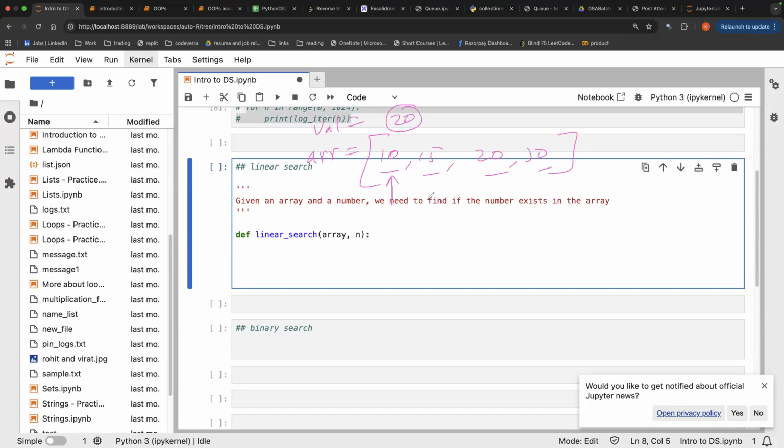Linear search will compare with 10, will compare with 15, will compare with 20, will compare with 30. If we are getting it, we will return, otherwise we'll say false. Yes or no, guys? Come on, tell me.